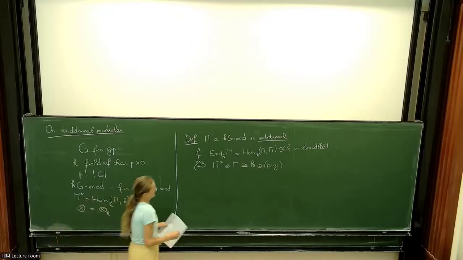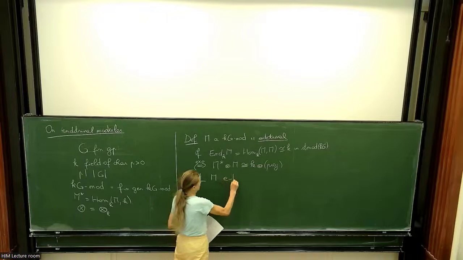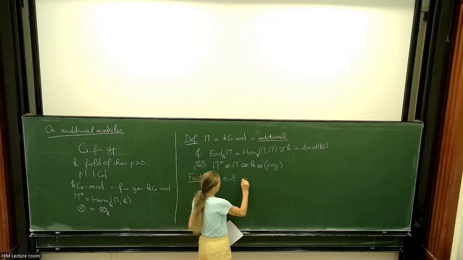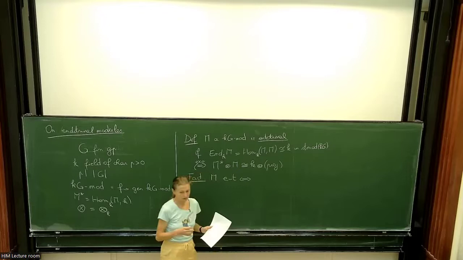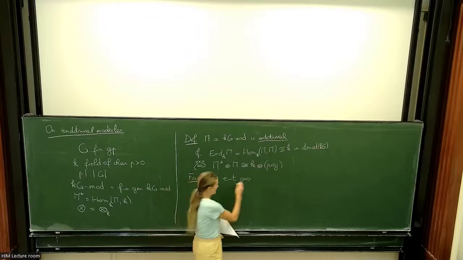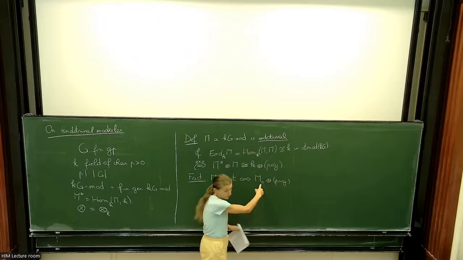Another small exercise, if you wish, is to show that M is endotrivial, and I'm very lazy, so I just write ET for endotrivial, if and only if, because M is finitely generated, we can use the Krull-Schmidt theorem, which tells us that M can be decomposed into a direct sum of indecomposable summands in essentially a unique way. And it means that if we do this decomposition, we get a unique non-projective summand, which is indecomposable and endotrivial.